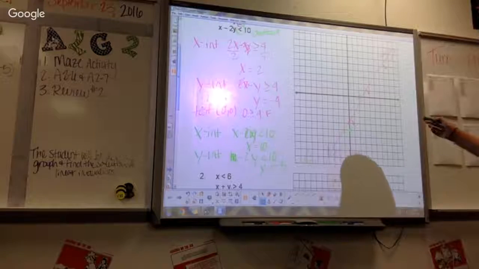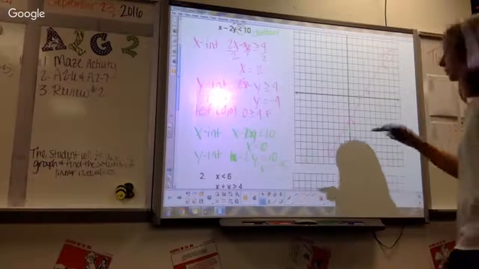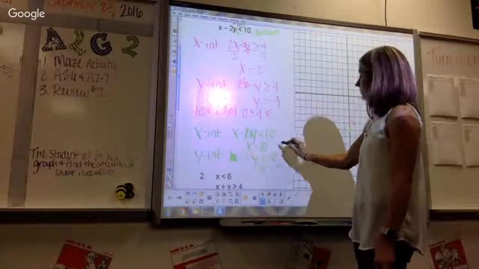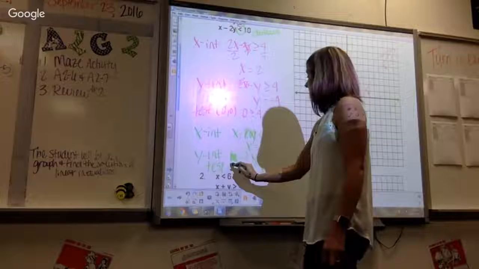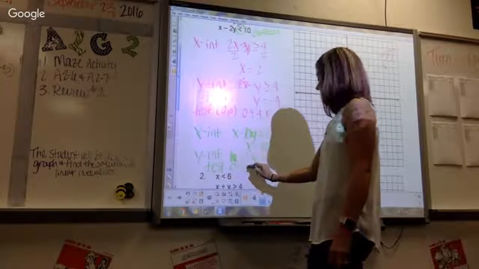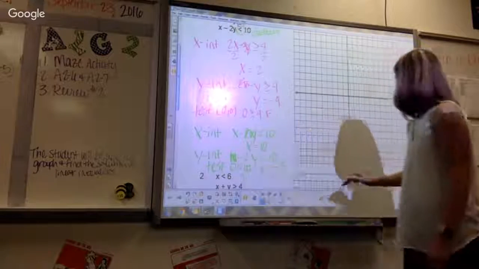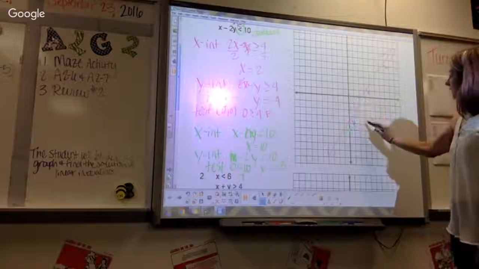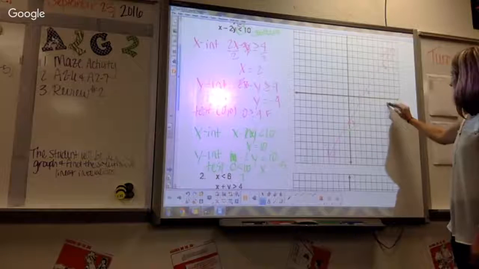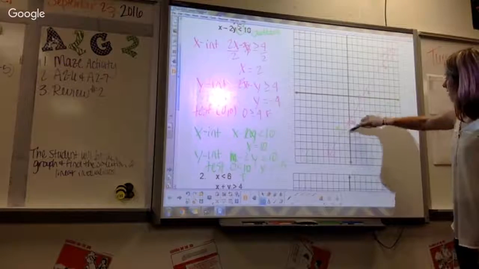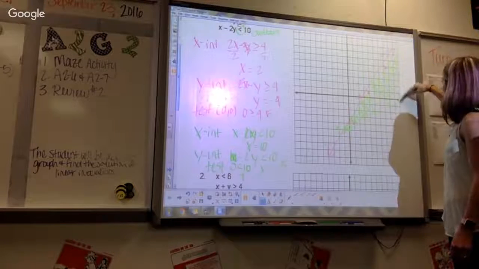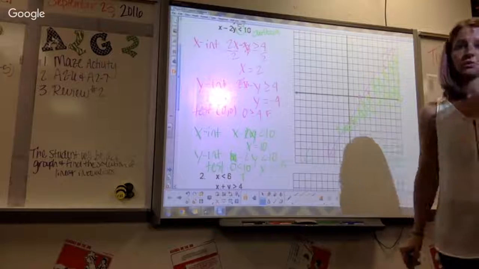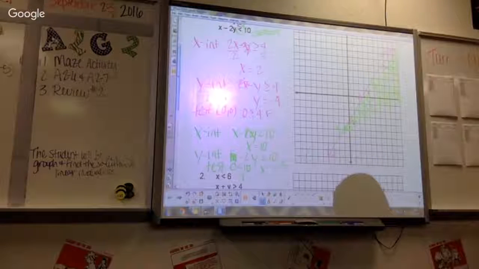So on that green one, we're going to plug in a test point of 0, 0. So we end up getting 0 is less than 10, which is true. So we need to shade where 0, 0 is at. So that would be above the line here. And so this area here would be our solution. That's where they're both shaded at.